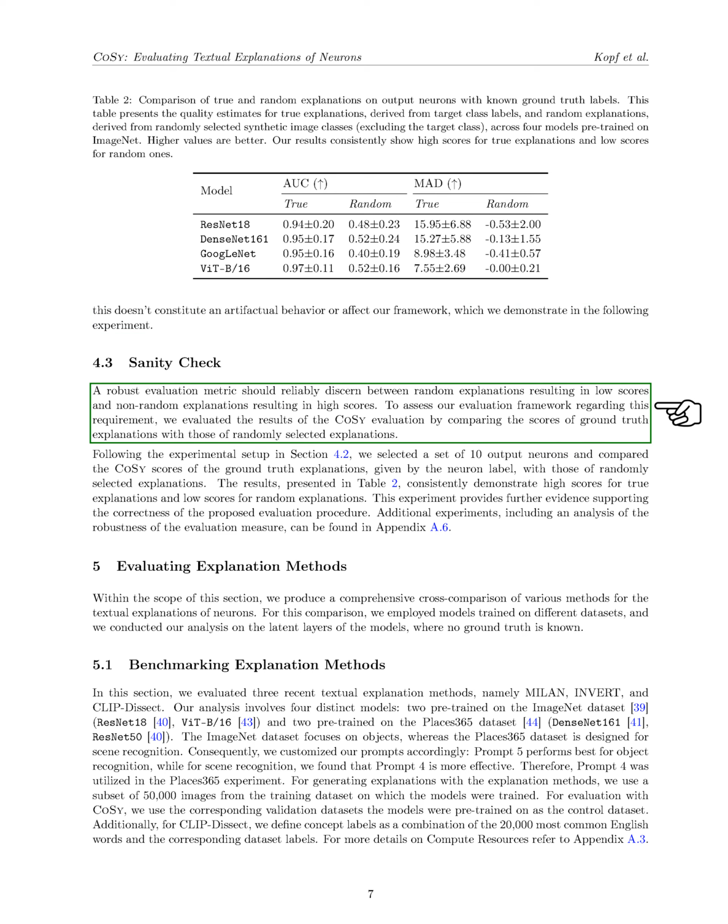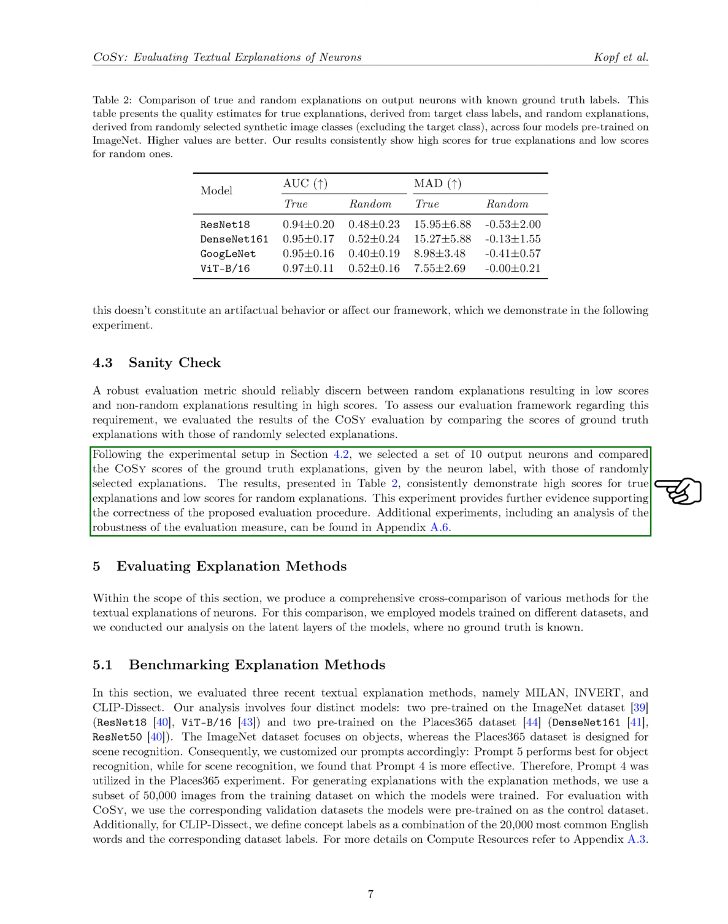To ensure our evaluation metric can distinguish between random and non-random explanations effectively, we compared the scores of ground truth explanations with randomly selected ones using COSY. The results consistently showed high scores for true explanations and low scores for random ones, confirming the reliability of our evaluation process. Additional experiments on the evaluation measure's robustness can be found in the appendix.